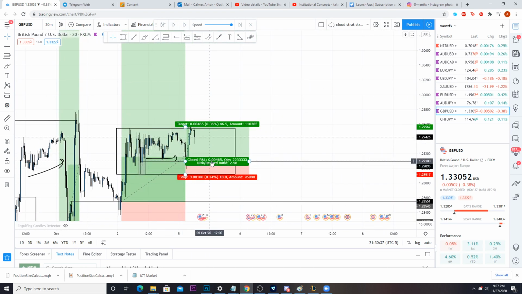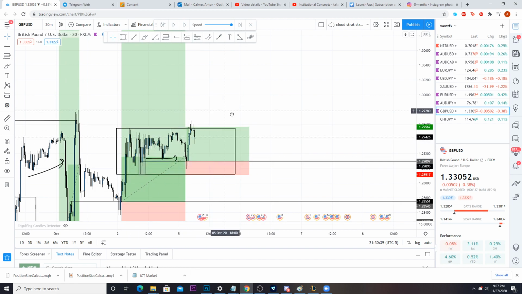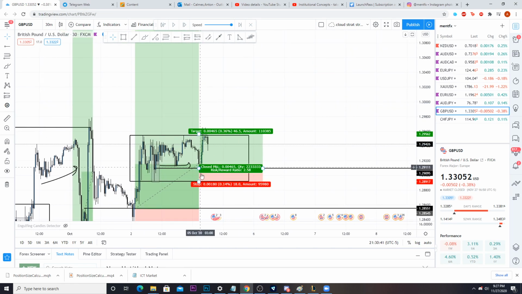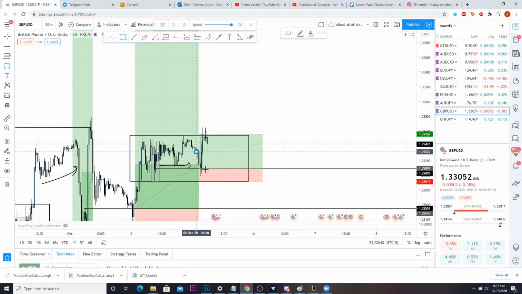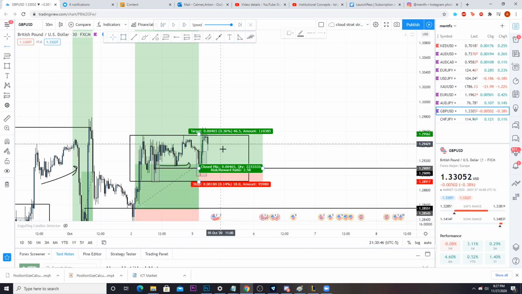So price does make that perfect dip into it, taking out those lows. That's retail taken out, right? There's that move up. Again, what does that form? Now it's the same thing. It's more propulsion, right? So again, you can be looking for the same thing over and over again.